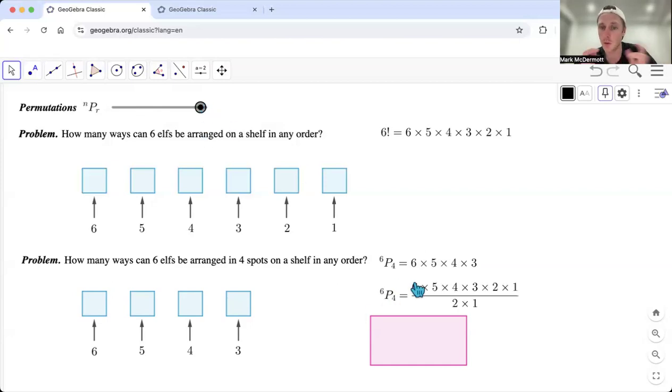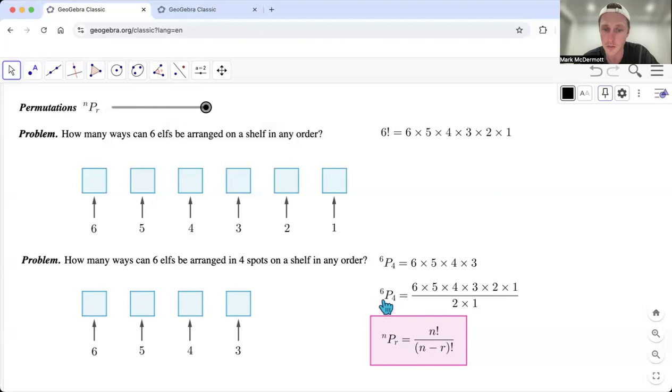Okay, we're going to formalize this a little bit more. You might have realized that we just don't have the multiplied by 2 and then multiplied by 1 at the end. So one way to think about it is that we divided by 2 times 1. And this is the big leap we need to make. This is the rule for n permute r. On the top, we've got n factorial, so we've got 6 factorial. In the denominator, we've got n minus r.